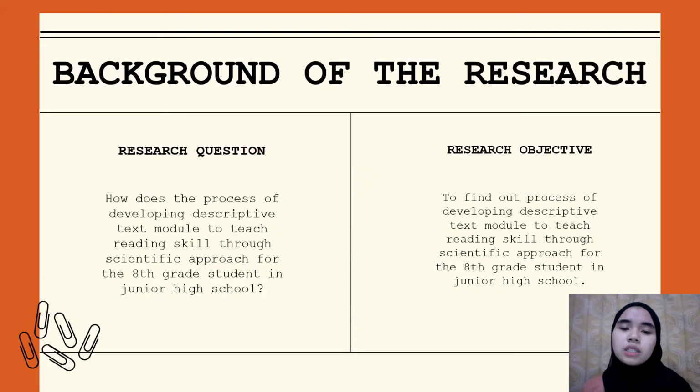First research question of this research is, how does the process of developing descriptive text module to teach reading skill through scientific approach for the 8th grade student in junior high school? And the research objective for this research question is to find out the process of developing descriptive text module to teach reading skill through scientific approach for the 8th grade student in junior high school.